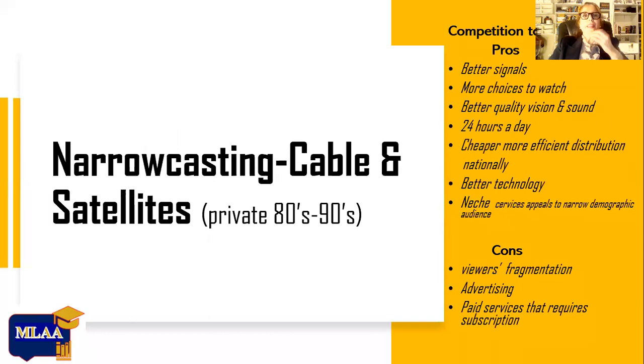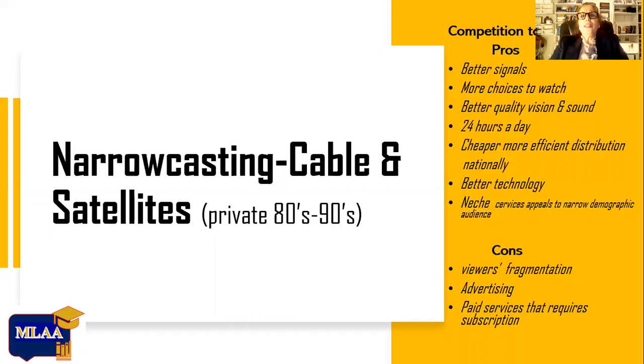And then there came the competition. No more oligopoly in the 80s and the 90s. Cable and satellite networks appeared, and they were biting chunks out of these big three money-making machines. Cable TV and satellite channels were private entities. They were not free; subscribers paid for these services. Nevertheless, they offered better signals, more channel choices, better pictures and sound quality. And you could now watch TV 24 hours a day.